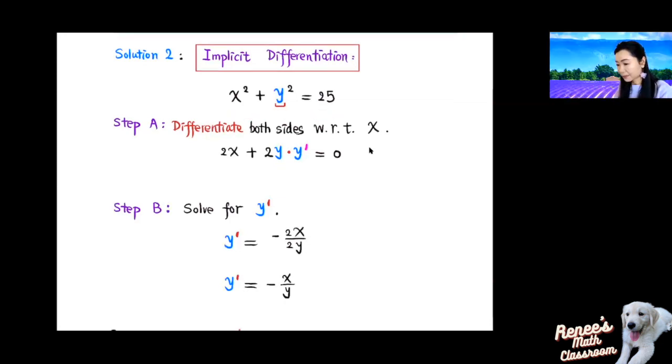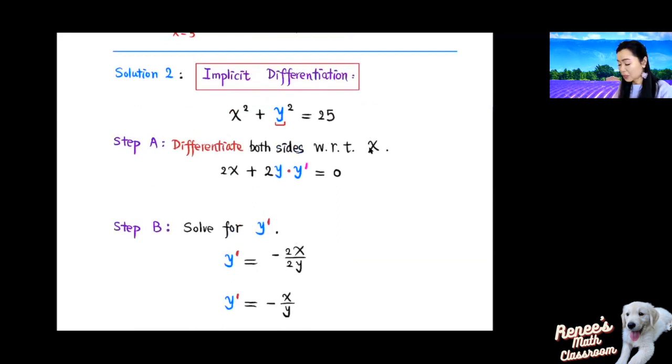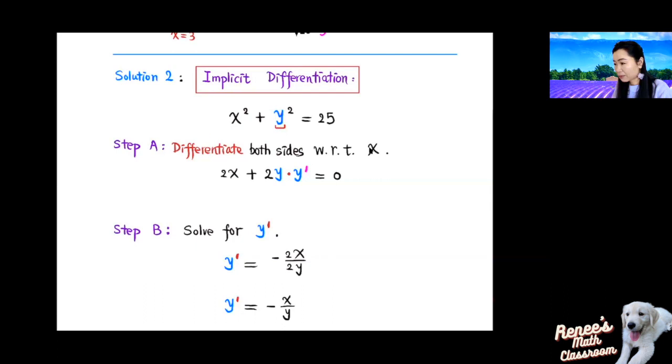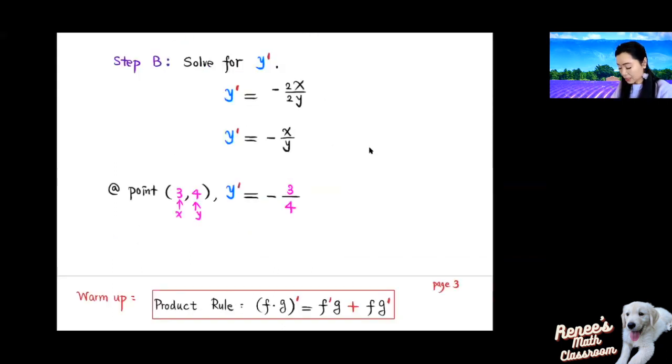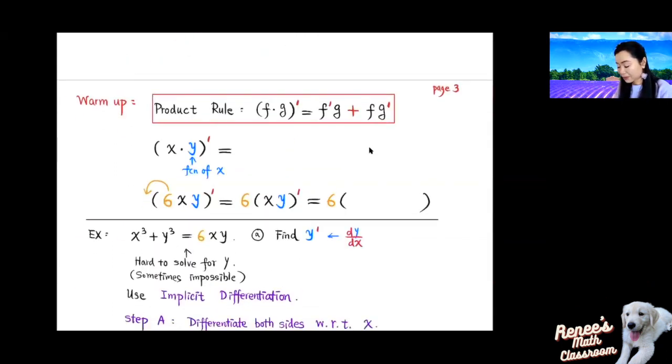This method is particularly useful when the equation is hard to solve for y, or maybe impossible to solve for y. So to find y prime, we will use implicit differentiation. Okay, now I'm going to warm you up to prepare you for something more advanced. So let's warm up with this.